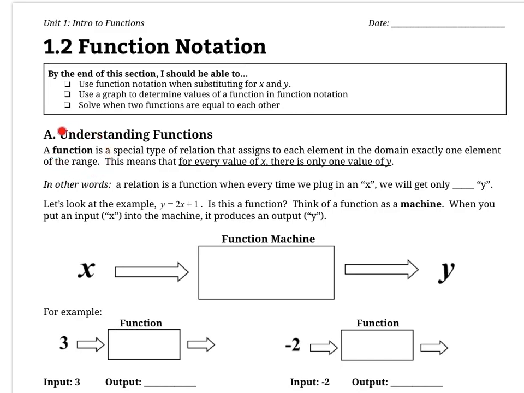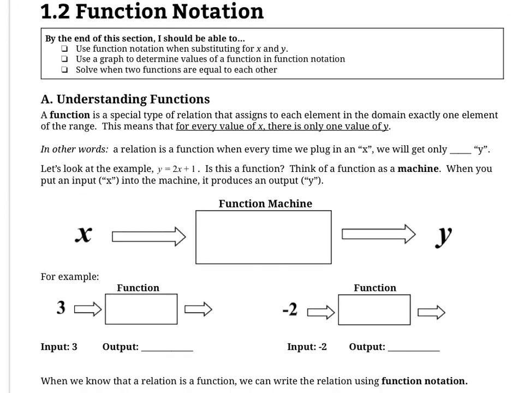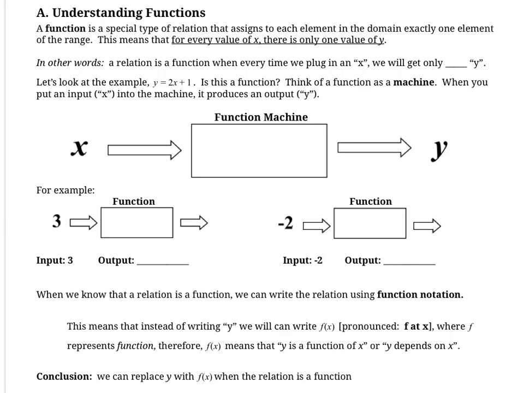We need to remember what the definition of a function is. A function is a special type of relation that assigns each element in the domain to exactly one element of the range, which means for every value of x, there's only one value of y. We came up with different tests to check that. When we know a relation is a function, we can use special notation called function notation, and that's what you're going to see moving forward in math and in your textbook this year, in university, etc.